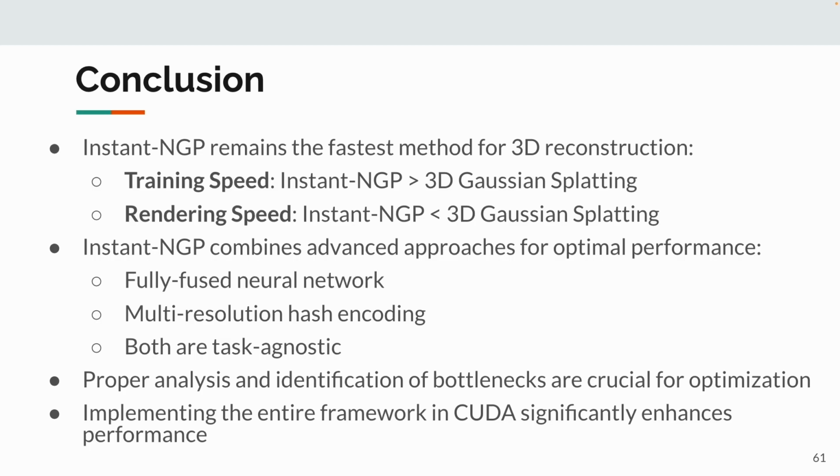and NeRF. The third is that proper analysis and identification of bottlenecks are crucial for optimization. And lastly, implementing the entire framework in CUDA significantly enhances the performance. This can also be observed in the implementation of 3D GS.